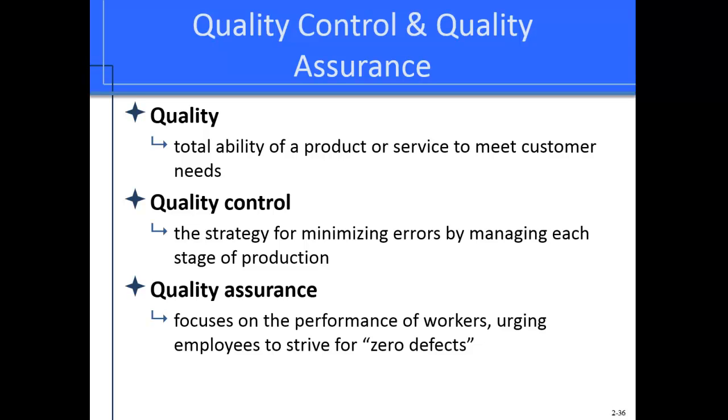Now, before we look at quality control and quality assurance, let's define quality. Quality refers to the total ability of a product or service to meet our customers' needs. Therefore, if it doesn't meet their needs, we don't have a quality product or service. Now, quality control is defined as the strategy for minimizing errors by managing each stage of production. This uses statistical sampling to locate errors by testing just some of the items in a particular production run.